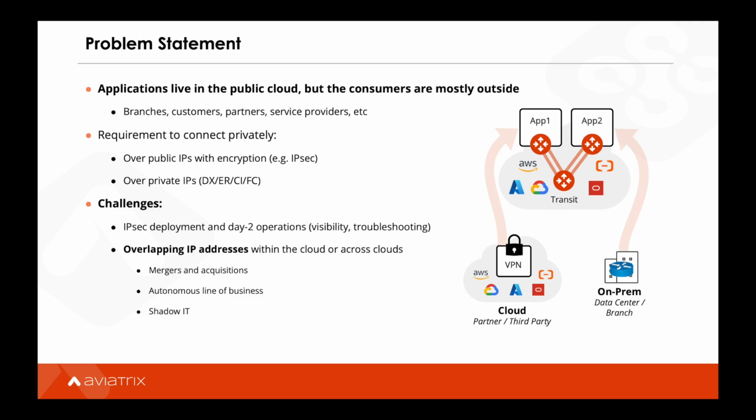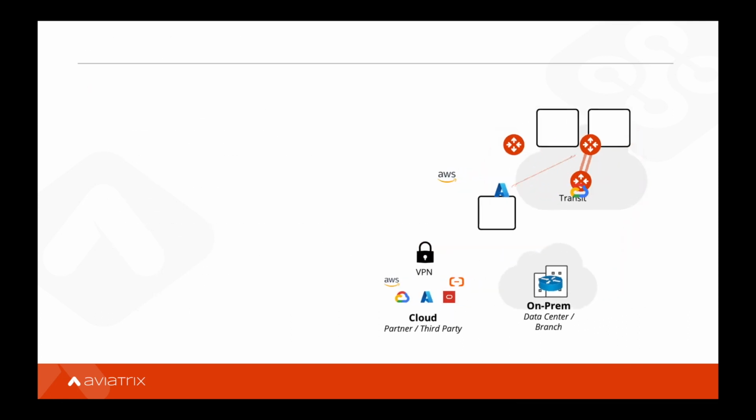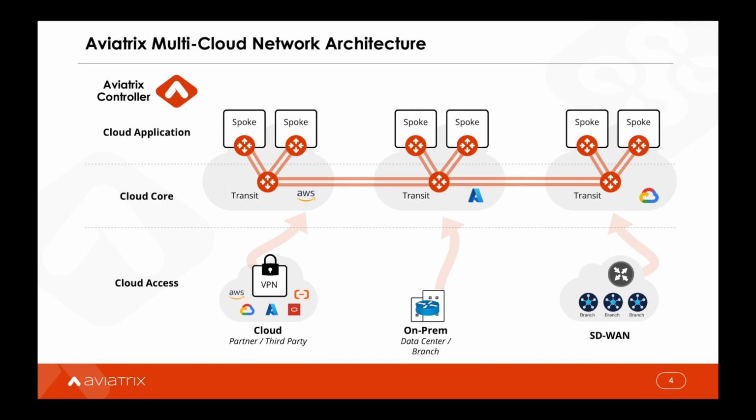CSPs will tell you to avoid overlapping IPs. But when you have different business units that pop up as a result of a merger or acquisition, or you have business units doing things on their own, like shadow IT, before needing to connect with the rest of the network, it is inevitable that you will have overlapping IP addresses. Under the multi-cloud network architecture, the consumers we are referring to reside in the cloud access layer.